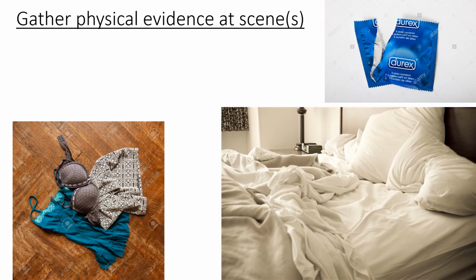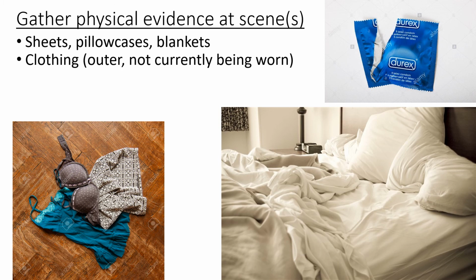At the scene, in larger departments, you will call a crime scene unit to gather this evidence, but in smaller departments, you may be required to do all this yourself. If the rape happened on a bed, you want to take the sheets, pillowcases, blankets, anything that could have DNA, semen, blood, hair on it. You've got to gather that as evidence.